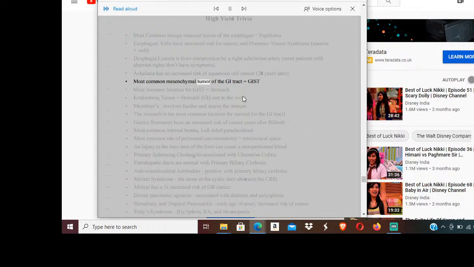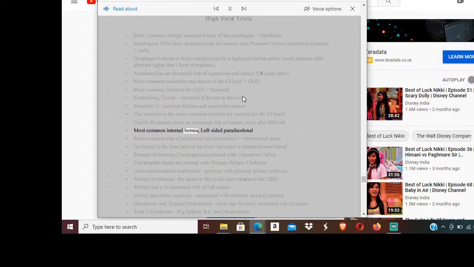Most common mesenchymal tumor of the GI tract equals GIST. Most common location for GIST equals stomach. Krukenberg tumor equals stomach GI primary, met to the ovary. Menetrier's involves the fundus and spares the antrum. The stomach is the most common location for sarcoid. In the GI tract, gastric remnants have an increased risk of cancer years after Billroth.